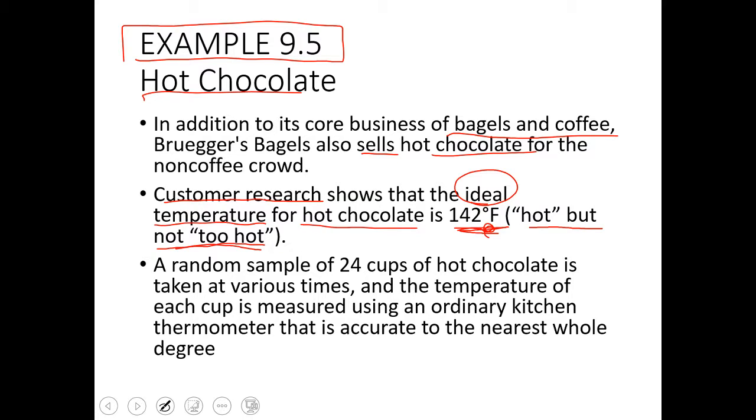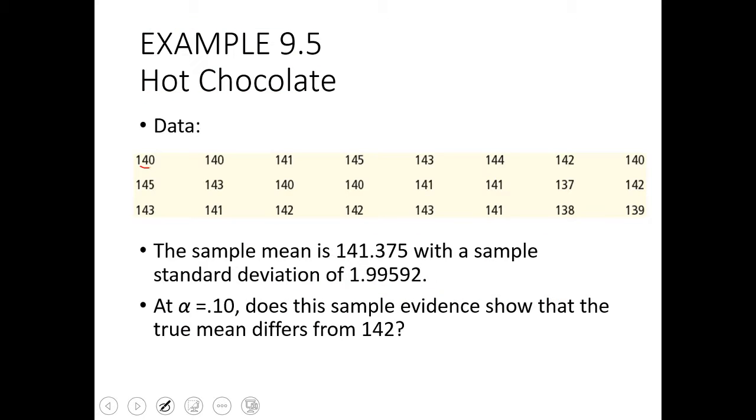Customer research chose a random sample of 24 cups of hot chocolate in this bagel shop and checked the temperature of each cup. Gathering that information, we obtain this data. The first cup has 140, the second cup has 140, the third has 141, then 145, 143, and so on. That is the temperature of the 24 sample hot chocolate cups.